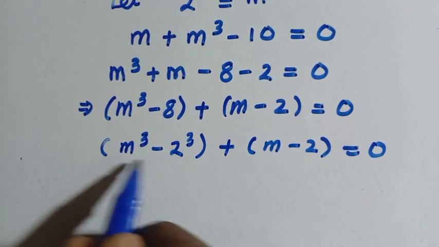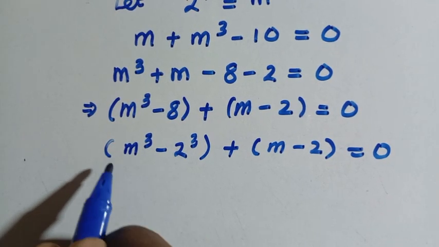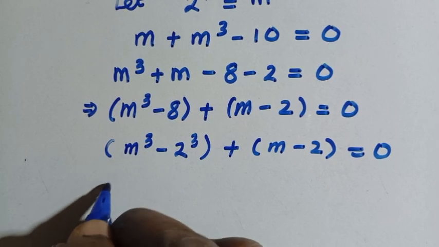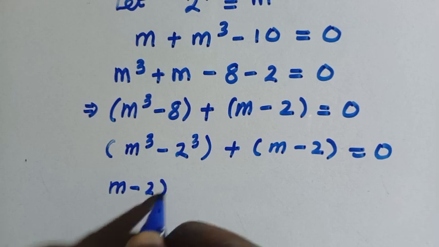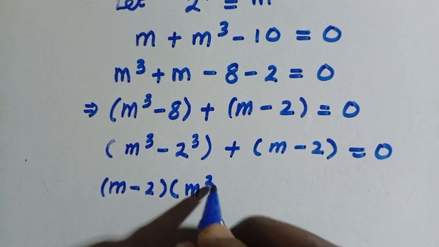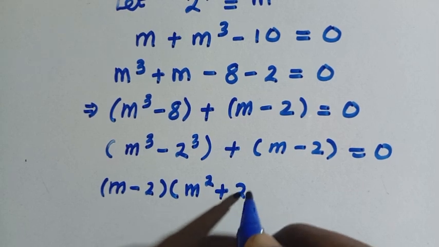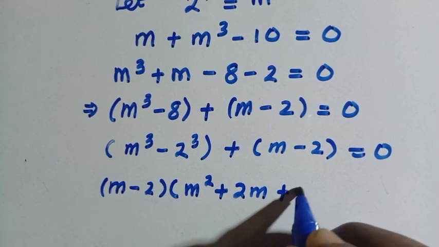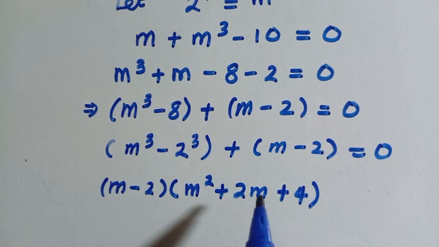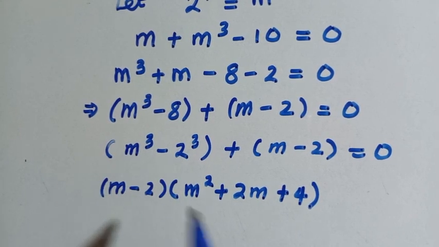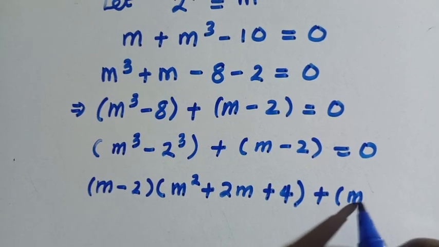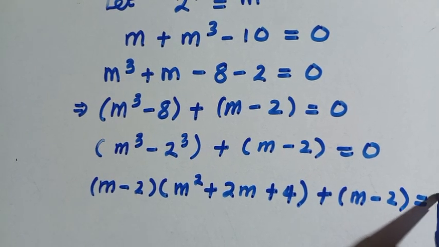And here is difference of two cubes. When we write this in full, we are going to have it as m minus 2 multiplied by m squared plus 2m plus 4. We can just pause this video and expand this. We are going to get m cubed minus 2 cubed plus m minus 2 equals 0.